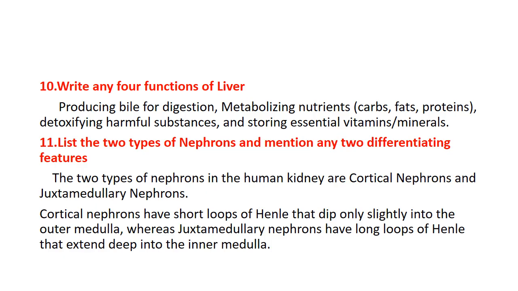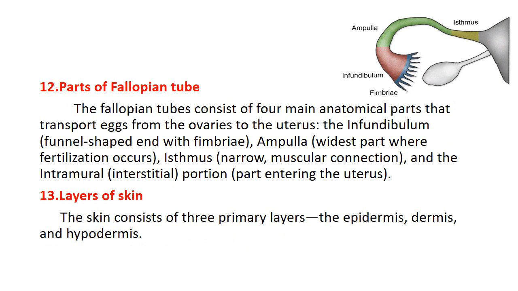List the 2 types of nephrons and mention any 2 differentiating features. The 2 types of nephrons in the human kidney are cortical nephrons and juxtamedullary nephrons. The cortical nephrons have a short loop of Henle, and since the loop of Henle is short, it dips only slightly into the outer medulla. But juxtamedullary nephrons have a long loop of Henle, so it extends deep into the inner medulla.